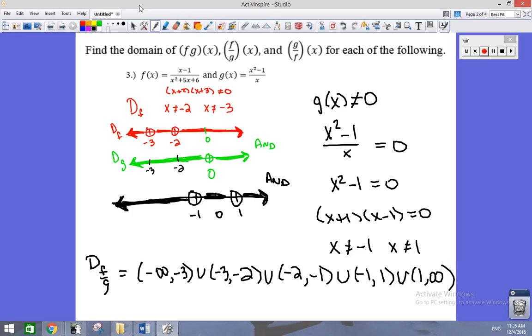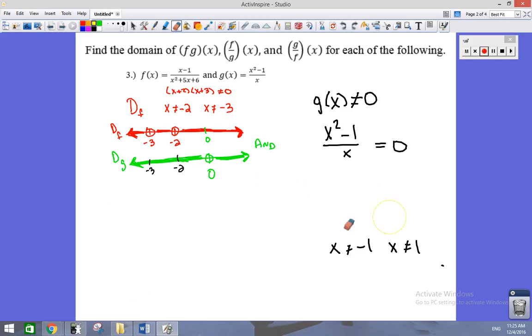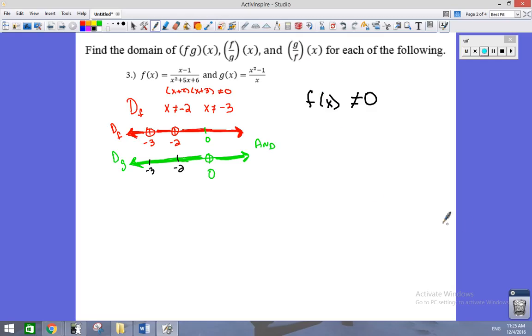All right. Now, finally, g over f. So let's get rid of this other work. And g over f, we're afraid of f being equal to 0. It's okay for g to be 0 now because g's in the numerator. F is in the denominator, and I can't divide by 0. So what's f? F is x minus 1 over x squared plus 5x plus 6.